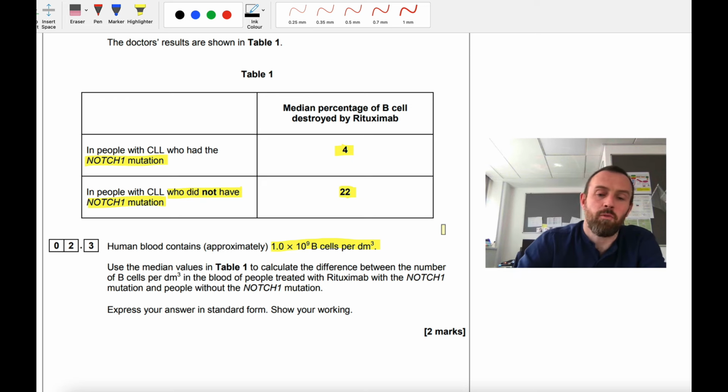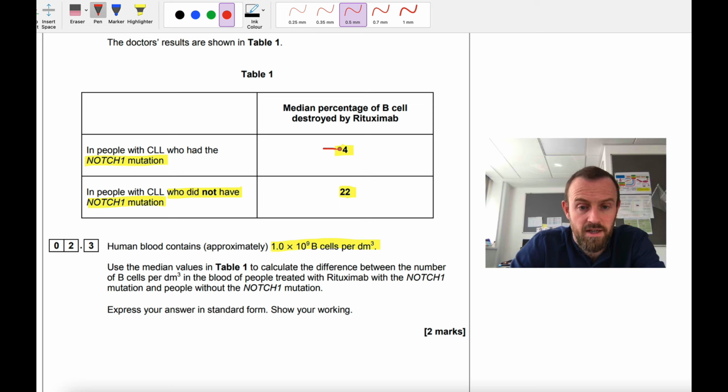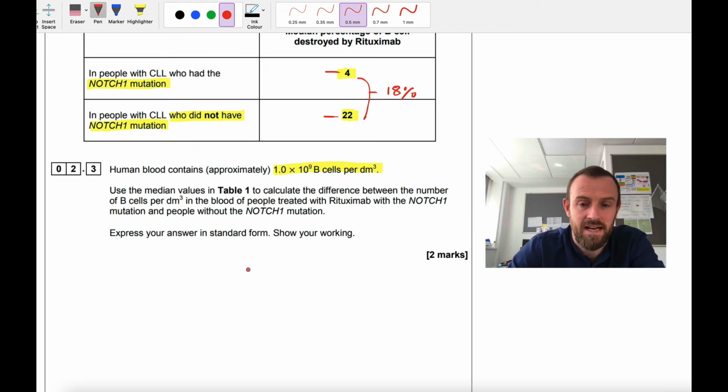Okay, so people generally have 1 billion B cells per dm cubed, and we're talking about people who have taken rituximab. So people who have taken rituximab and have this mutation, that's 1 billion minus 4%, and people who do not have the Notch1 mutation, it's 1 billion minus 22%. So the difference is going to be the difference in percentages times 1 billion. So 22% minus 4% is 18% difference.